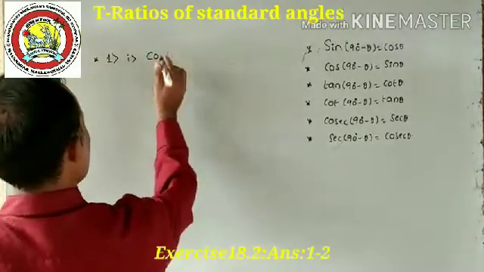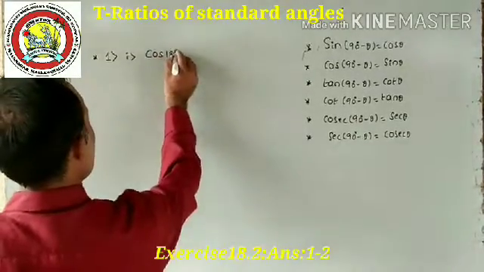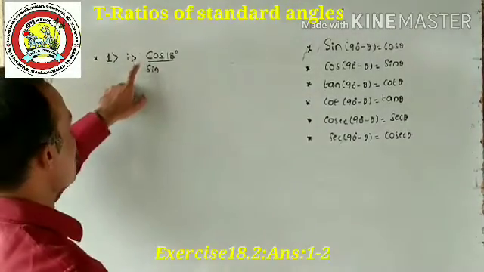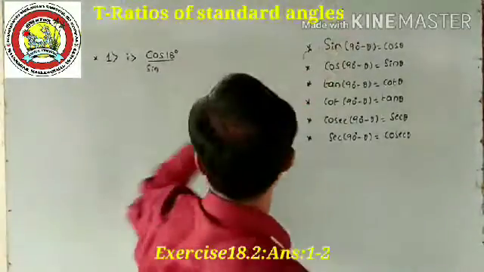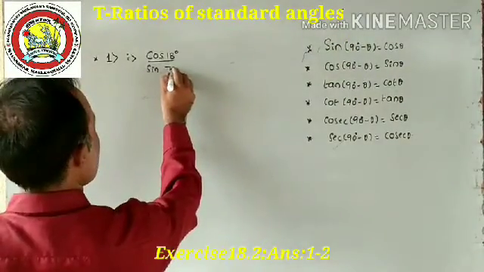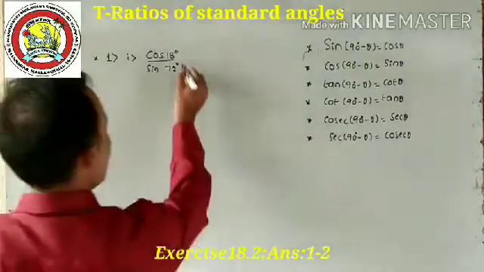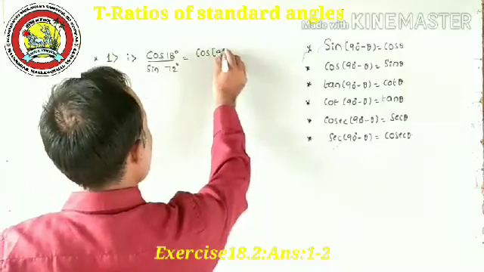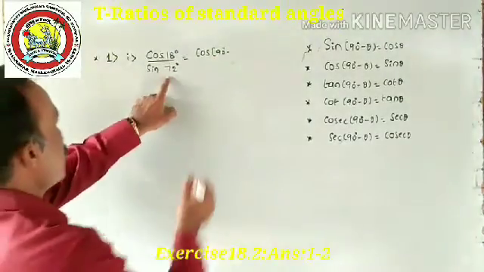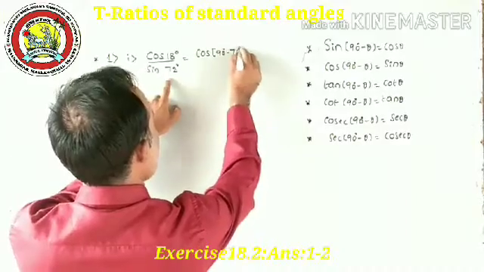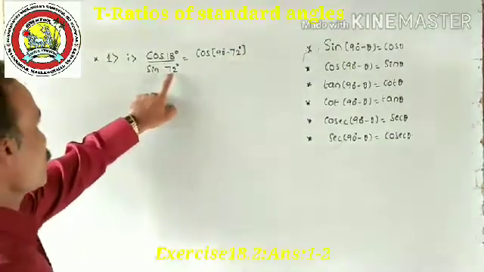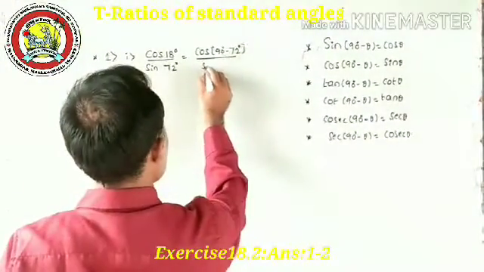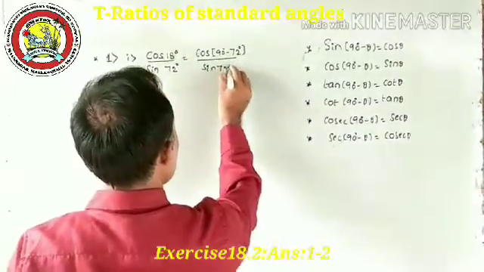cos 18 degrees divided by sine 72 degrees. Cos changes to sine, and the sum of these two angles is 90 degrees: 18 plus 72. So very simple, cos 18 can be written as cos of 90 degrees minus 72. Subtract 72 from 90 and you get 18; cos changes to sine, so it becomes sine 72.